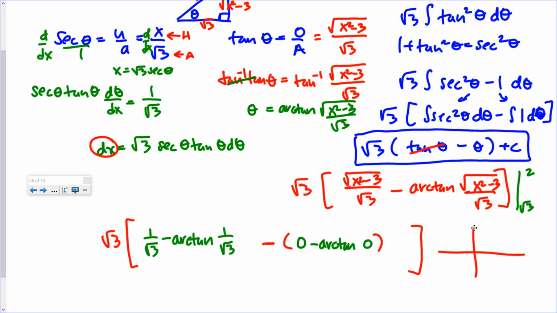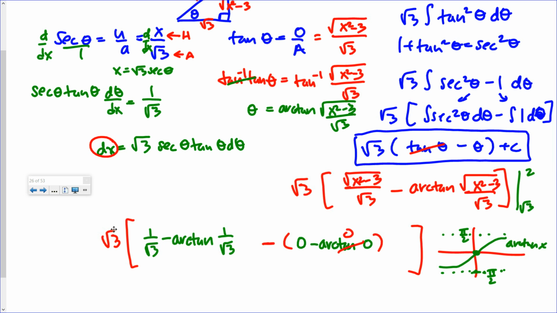Let's think about what the arctangent graph looks like. Remember, the arctangent graph looks like this, with an upper horizontal asymptote of pi over 2 and a lower horizontal asymptote of negative pi over 2. What is arctangent of 0? If this is the arctangent curve, if x is 0, what's y equal to? That's just 0. So this side really just becomes 0.